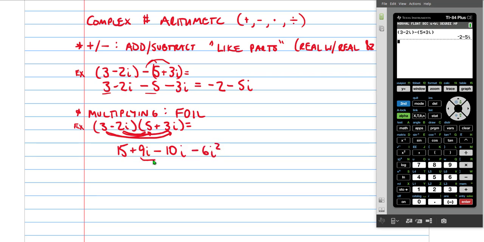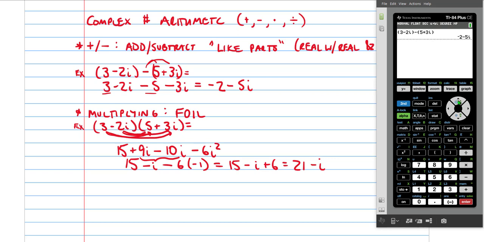Now, cleaning up a little bit, we can combine these like parts. 9i minus 10i is negative i. We still have that 15 out there. And then, of course, we need to be very careful. That i squared, remember, i squared is negative 1. So this is going to be 15 minus i minus 6, but then we're multiplying by that negative 1. So this all becomes 15 minus i plus 6, which equals 21 minus i.